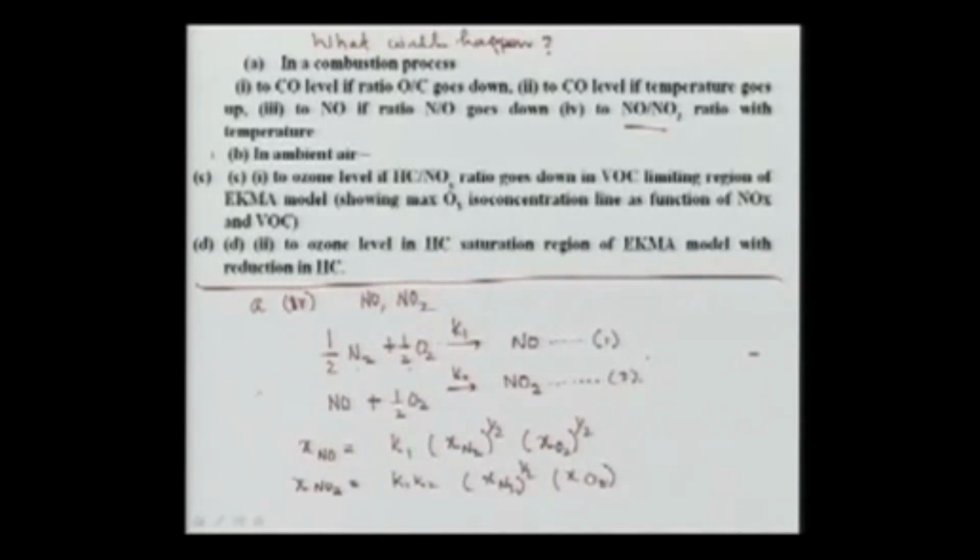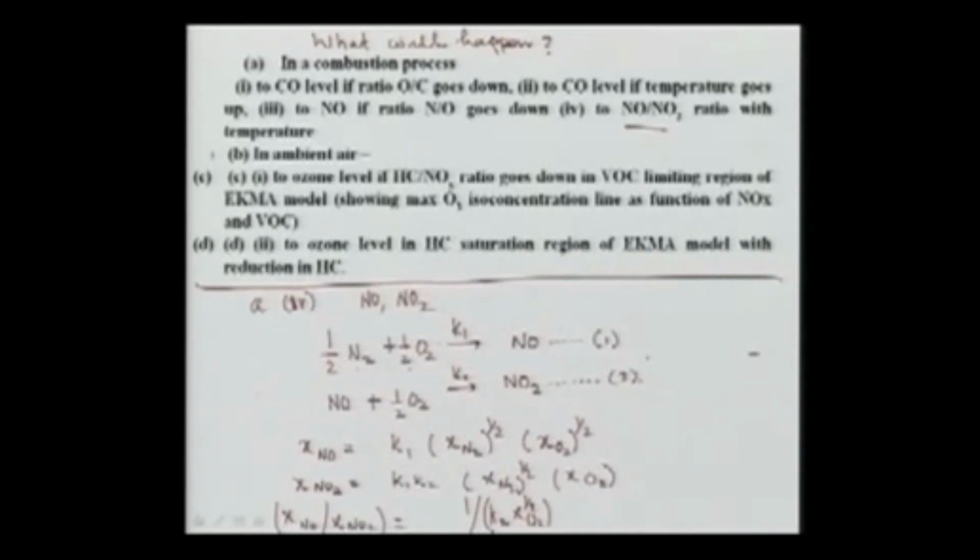So this is what will come. Now what I need to do is find the ratio xNO by xNO2. K1 will cancel, and this will cancel, and then I'll have 1 by K2 times xO2 to the power 1/2.